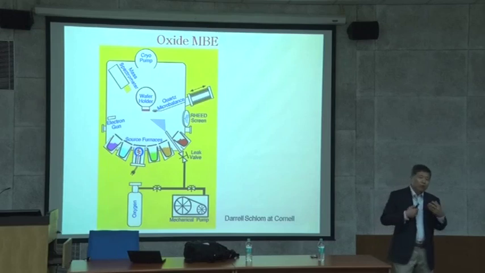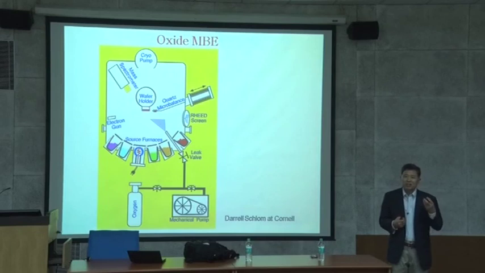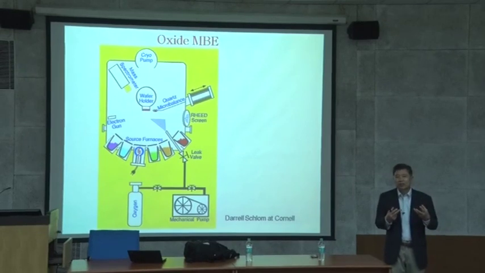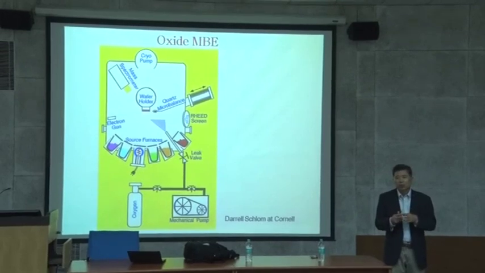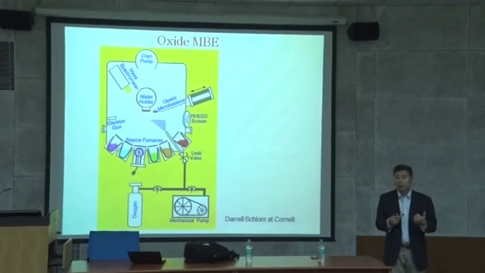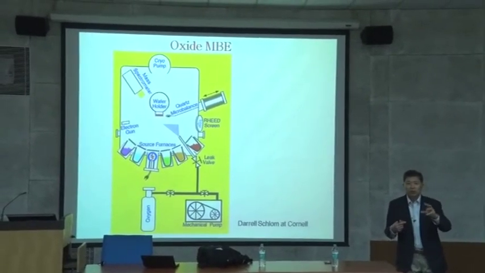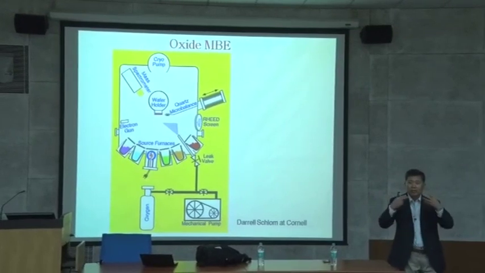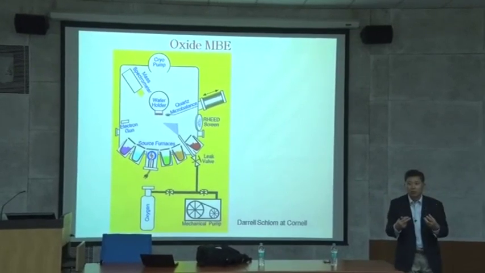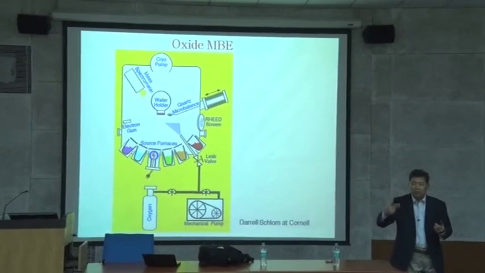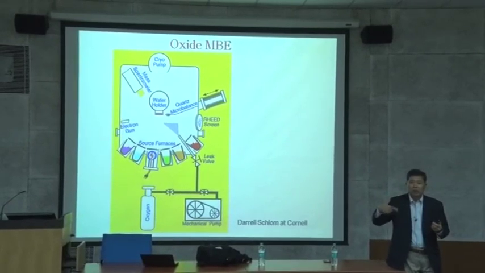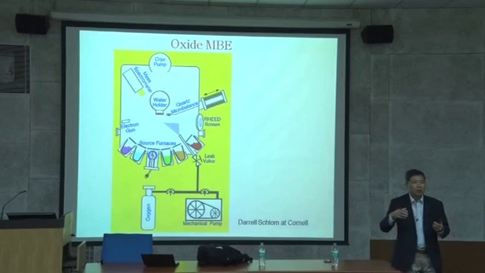So in order to overcome this problem with oxide MBE, they use very active oxygen, like a high activity oxygen. There are two different types of oxygen they use. One is atomic oxygen. Atomic oxygen can be generated from molecular oxygen, which can be activated by an oxygen plasma source, which means you provide oxygen to an RF plasma, and then you create a small fraction of atomic oxygen.